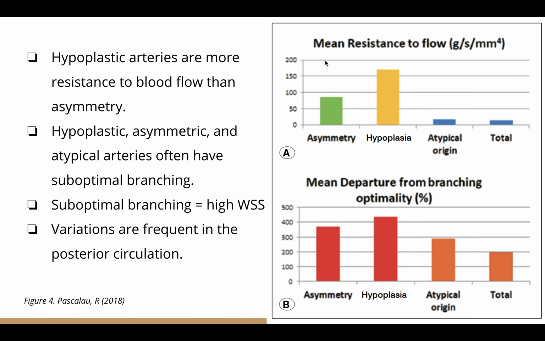And this graph right here shows their resistance to flow, as in blood resistance to blood flow, and that hypoplastic vessels have a greater resistance to flow than asymmetrical vessels, but they both cause suboptimal branching for the vessel itself, which can lead to high wall shear stress.